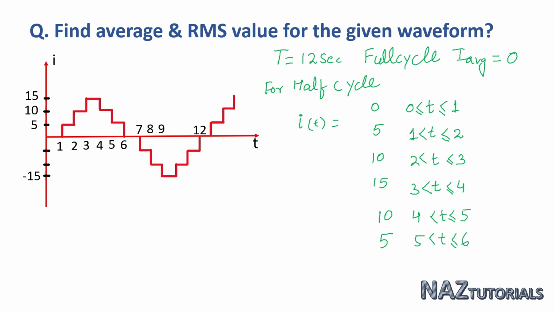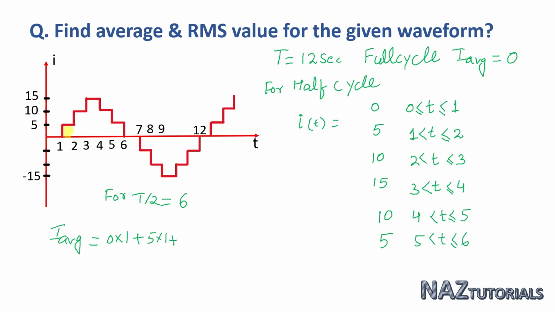Now analyze the average value. Average value is the area of the cycle in time divided by total time. So here our time is 6 seconds. The average is the area for time 6 seconds. First 0 to 1 second, its value is 0, 0 into 1. And for time 1 to 2 second, its value is 5, so it is 5 into 1.